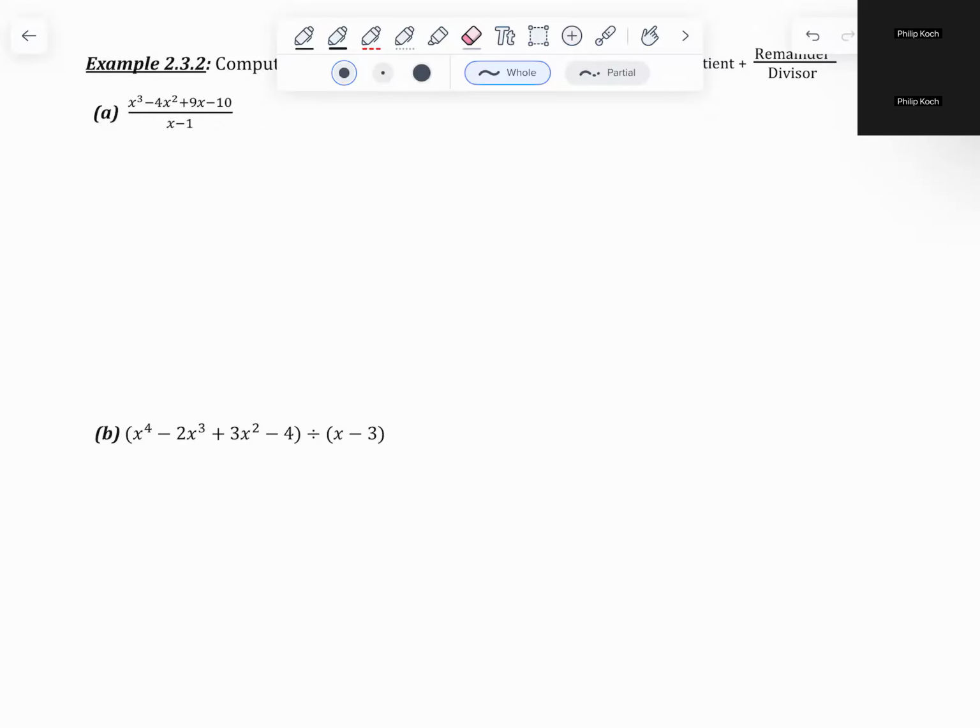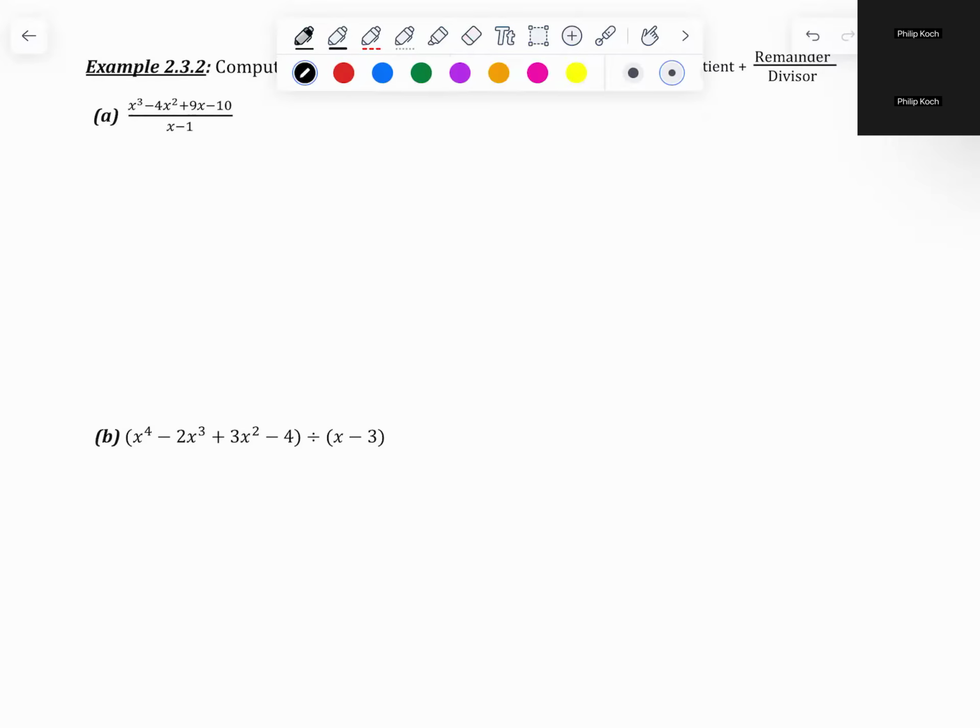We're back, and we're going to practice our synthetic division. I'm going to change this one here. I'm going to change this to 3x to the 4th. Let's do 5x to the 4th.